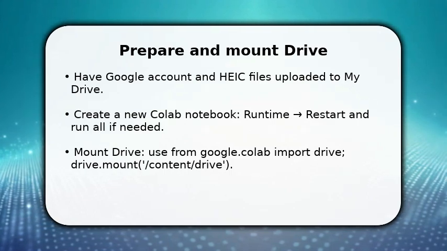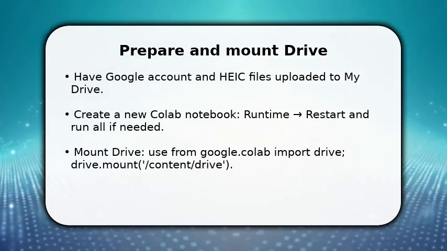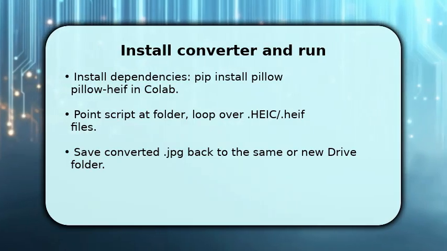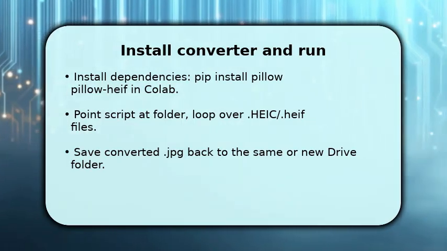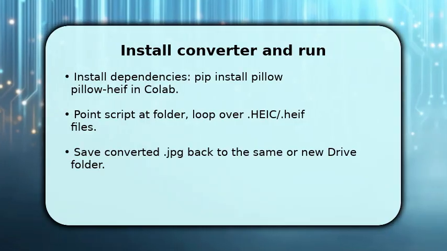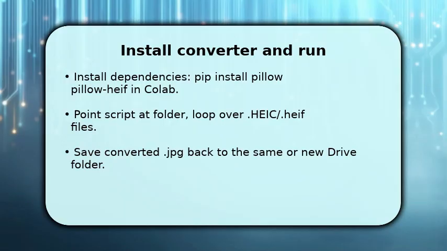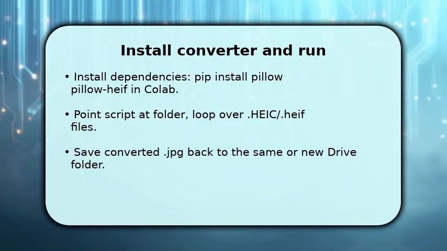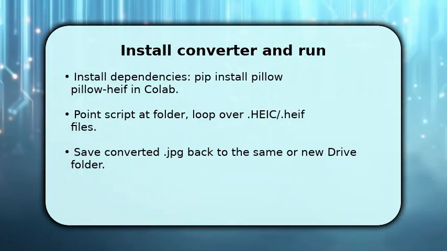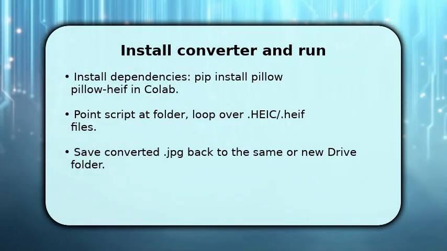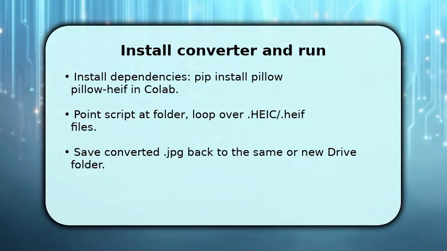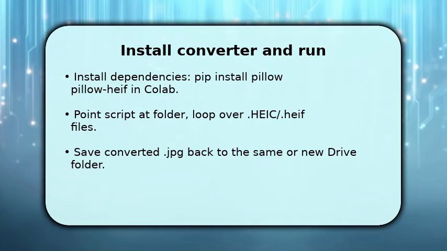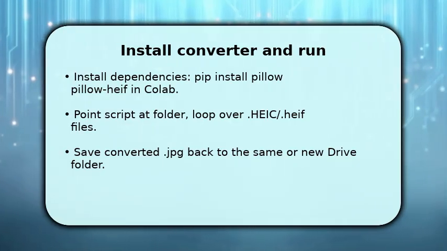Make sure the folder path is correct before moving on, because the conversion script will read and write there. Next, install the necessary Python packages inside Colab. pip install pillow-heif, which lets Pillow decode HEIC. Then write a small loop that walks your target Drive folder, opens each .heic or .heif with pillow-heif, and converts it to a Pillow image. Save each image as JPG using image.save(output_path, 'JPEG', quality=95). Make sure to construct stable input and output file names and create a separate output folder to avoid overwriting originals.